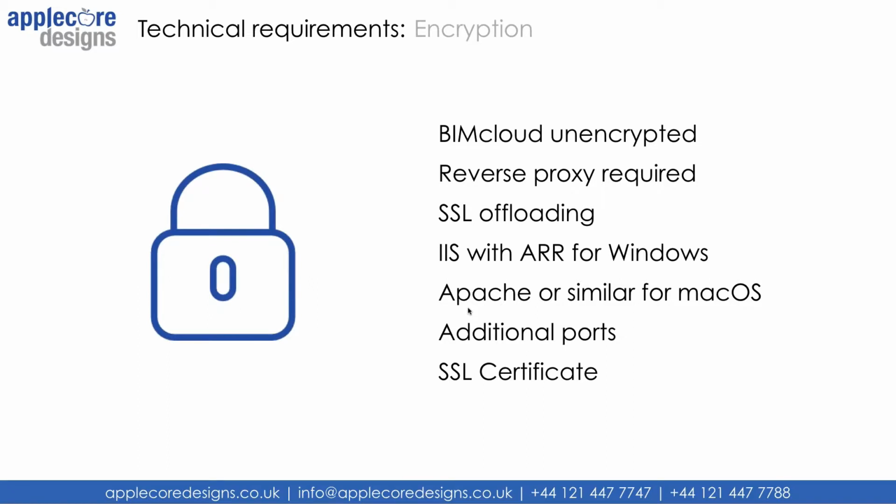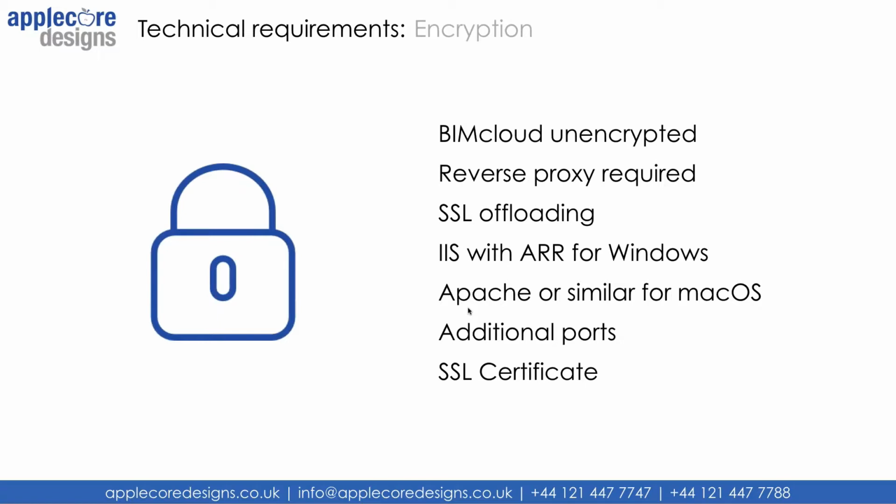We encrypt BIMcloud through reverse proxies, which means that an additional web server is required to encrypt these HTTP packets and then shoot them over the internet in an encrypted manner. This technology is called SSL offloading, and depending on your environment, you will either need to have the Internet Information Services set up with application request routing, which is the Windows environment, or on a macOS environment, we recommend Apache or Nginx to be set up as a reverse proxy to route these packets and encrypt them on demand.